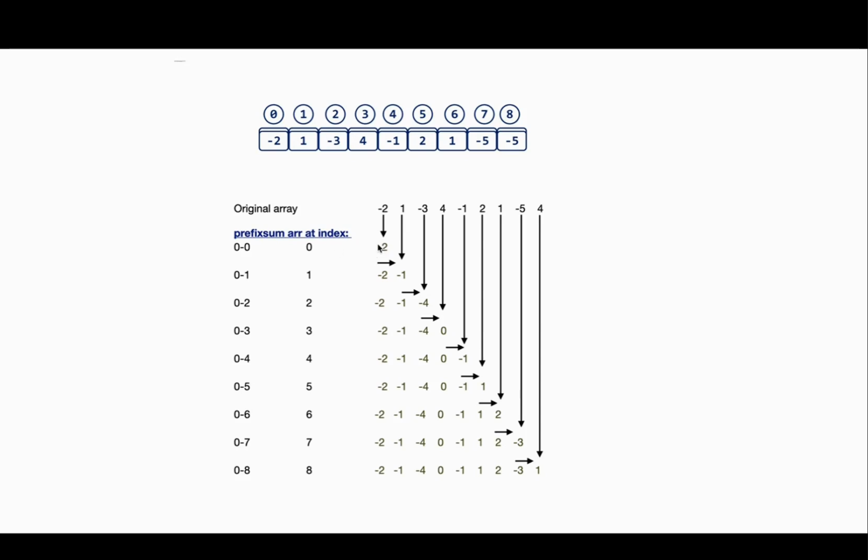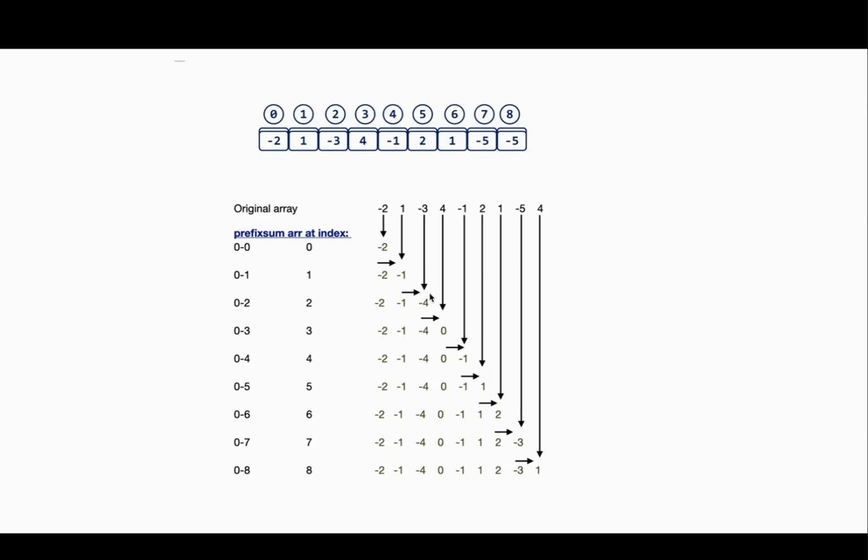Now calculate prefix sum of 1 index. Take the previous index value from prefix sum, that is prefix sum of 0, that is -2, and take the current index value from the original array, that is 1. So prefix sum of 1 will be -1. Next, calculate prefix sum of index 2. Take the previous value from prefix sum, that is prefix sum of index 1, that is -1, and take the current index value from the original array, that is -3. If we sum this, it is -4.